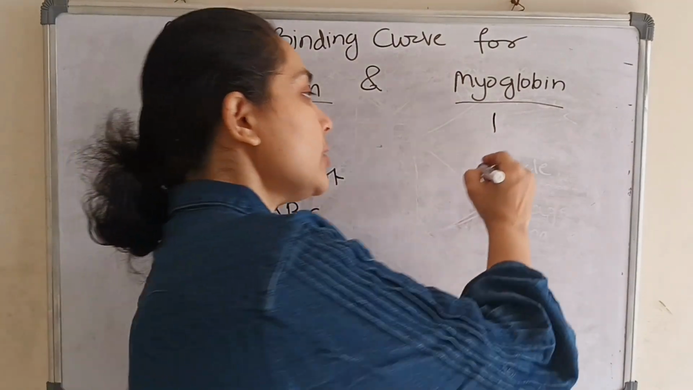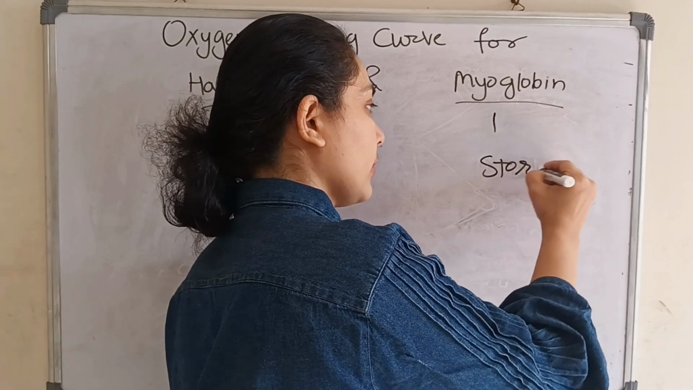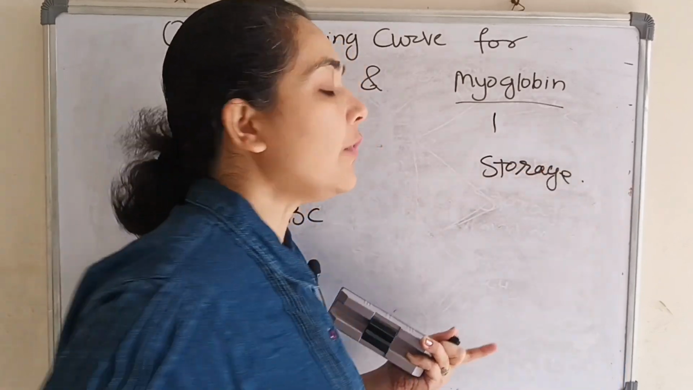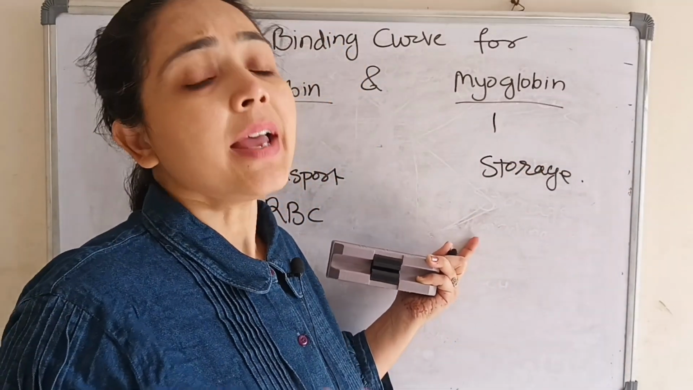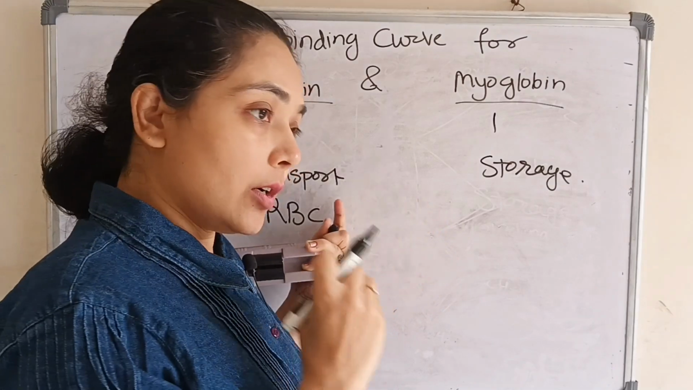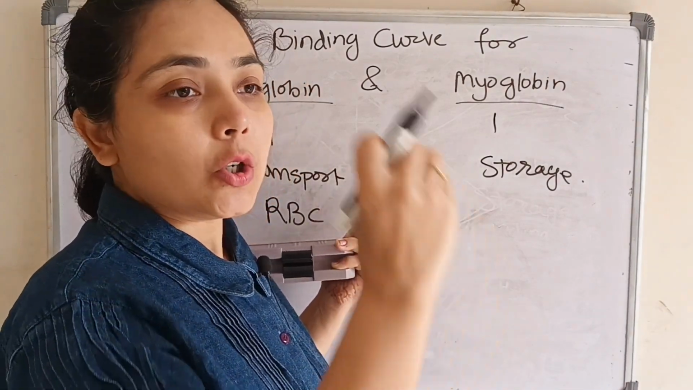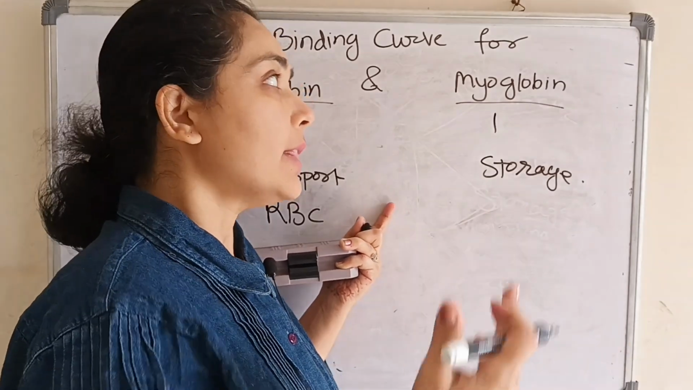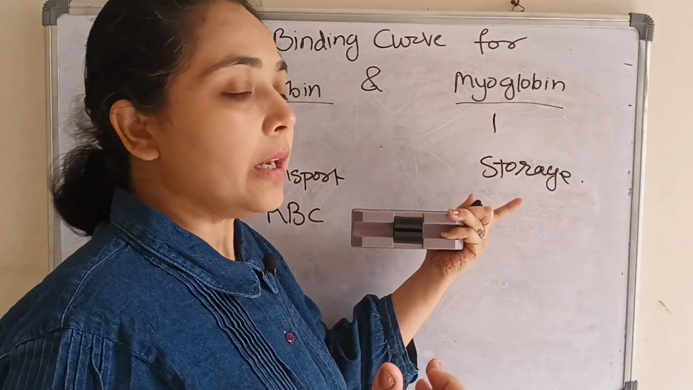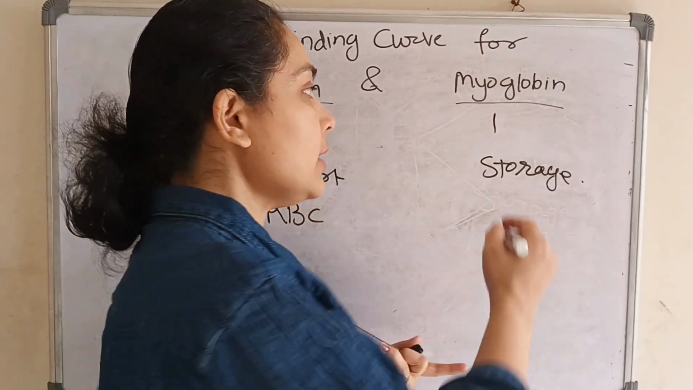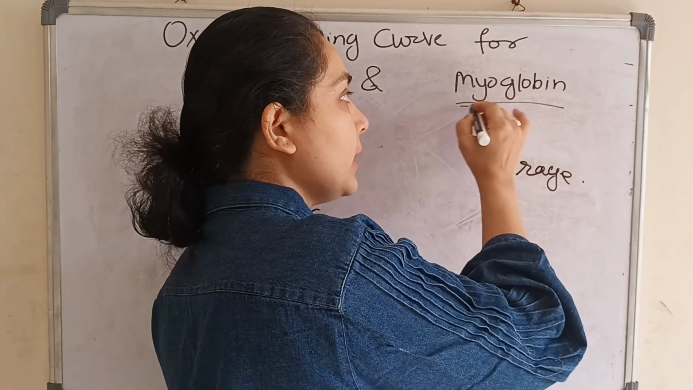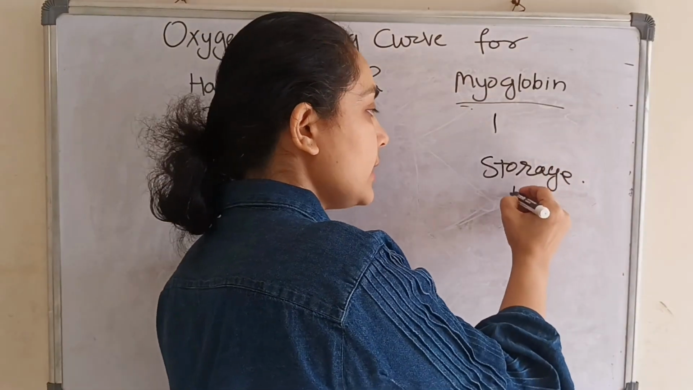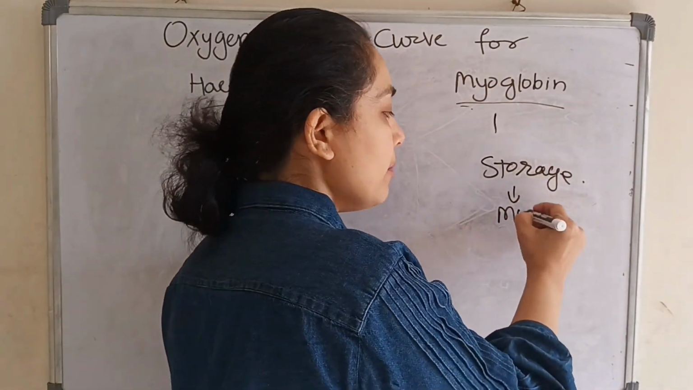Myoglobin is a storage protein whose main function is the storage of oxygen, and when hemoglobin is not able to supply the oxygen efficiently or effectively, in that case myoglobin will supply the stored oxygen. So myoglobin, from the name, myo means muscles, is the storage protein in muscle cells.